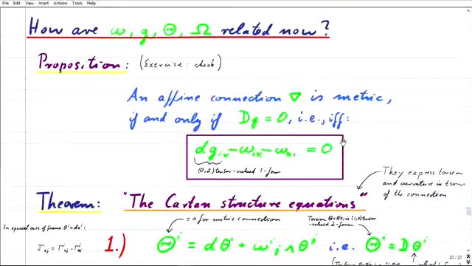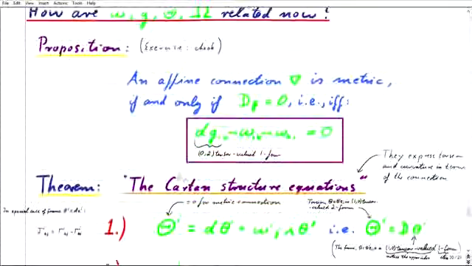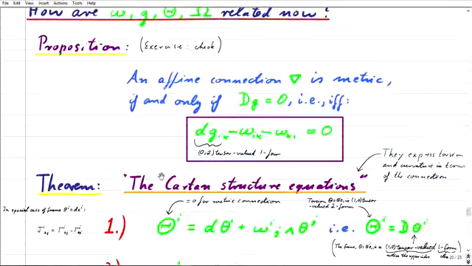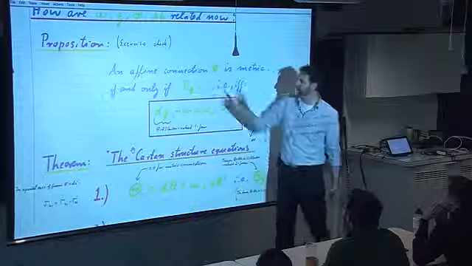So how are now our key players on that stage related? How are the connection one form, the metric, the torsion and the curvature two forms related now? Well, here's a proposition. The affine connection is metric if and only if the absolute exterior derivative of the metric is vanishing.